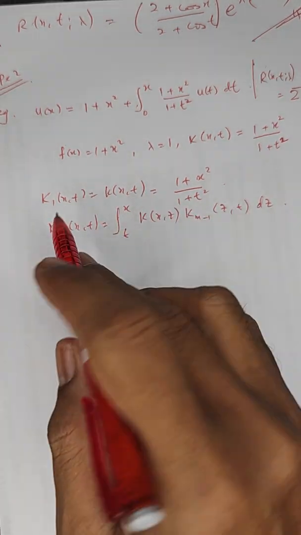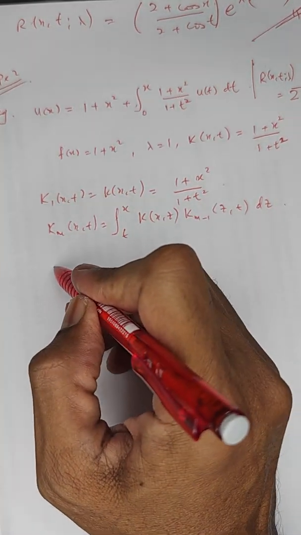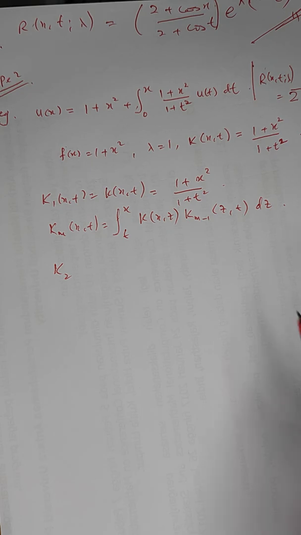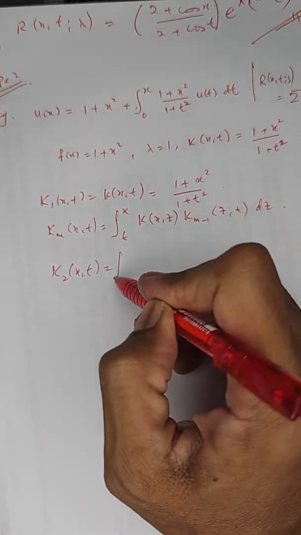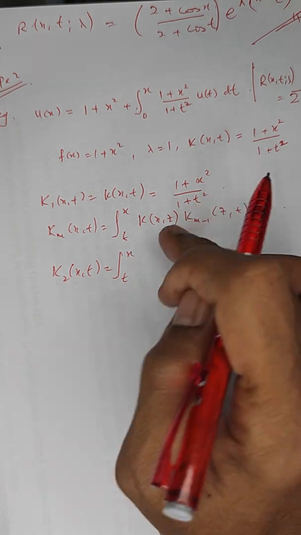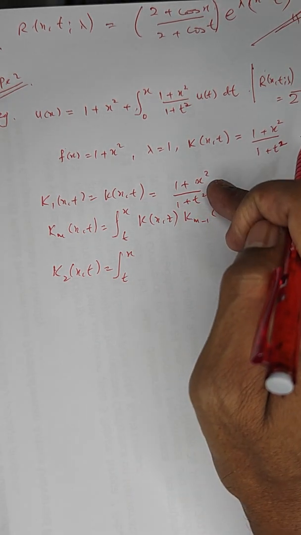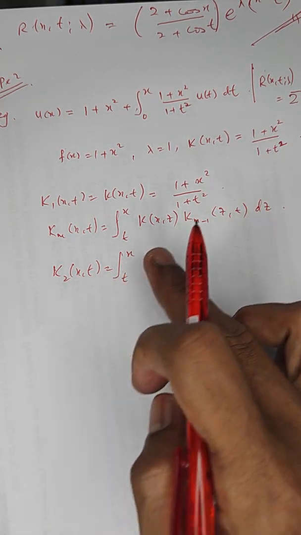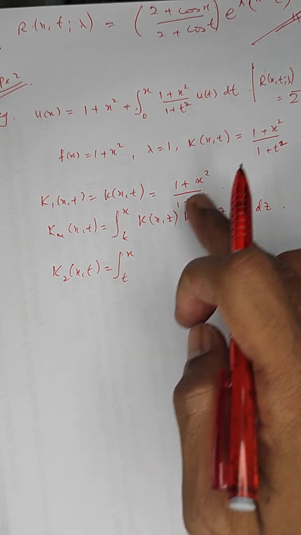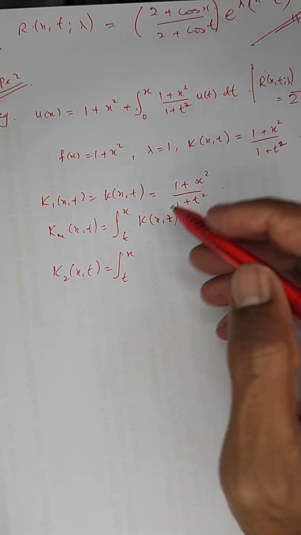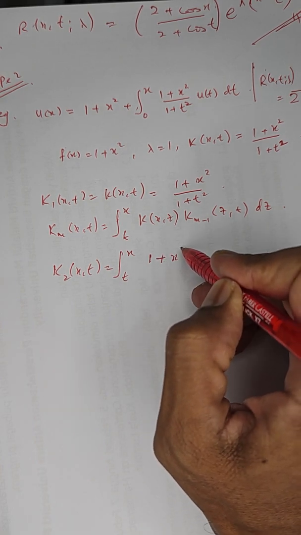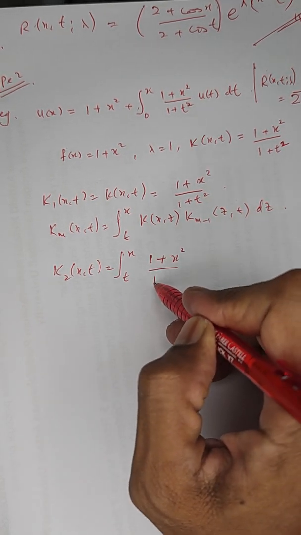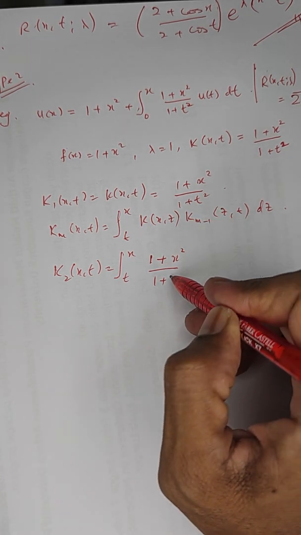Then we can find k2. Based on that we can find k2. Our k2 is given as k2(x,t). This is the integral from t to x of k(x,z), changing t with z. So we have (1 + x²)/(1 + z²).